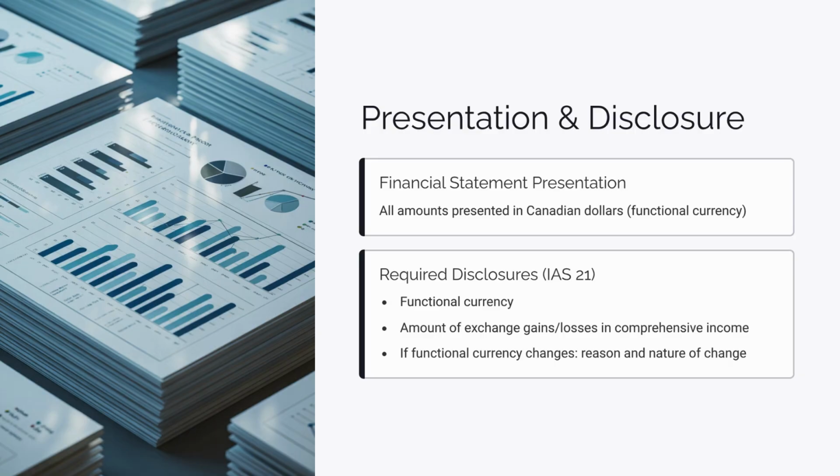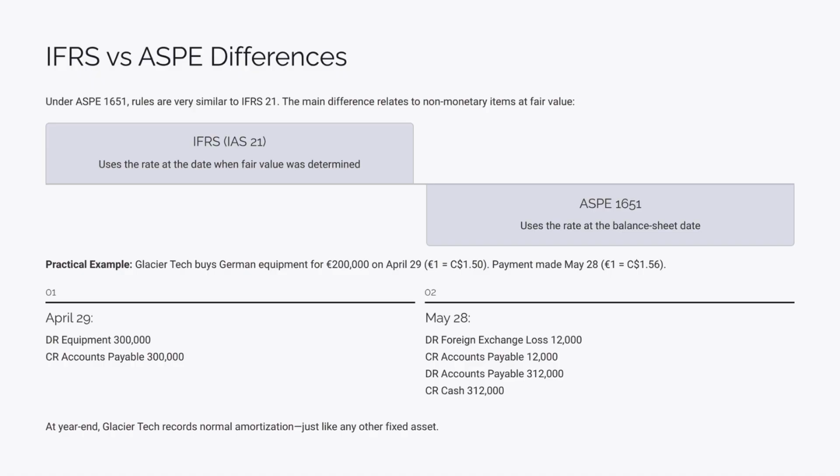Now let's quickly see how this compares under ASPE. Under ASPE 1651, the rules are very similar to IAS 21. The main difference is with non-monetary items at fair value, IFRS uses the rate at the date when the fair value was determined. ASPE uses the rate at the balance sheet date. In practice, this often gives the same result, since fair values are usually determined at year end.